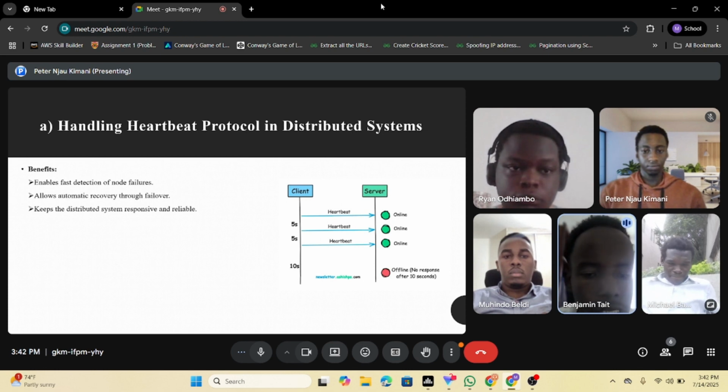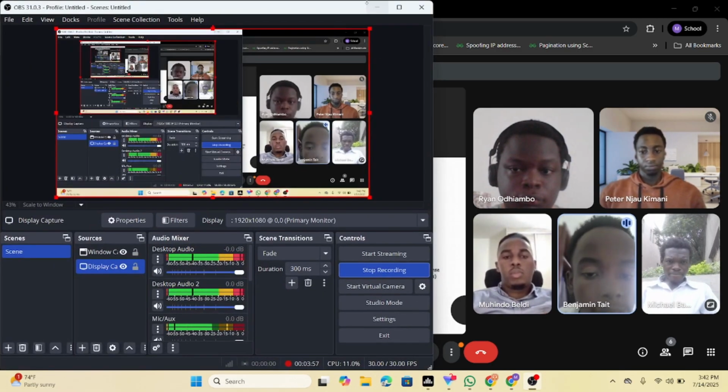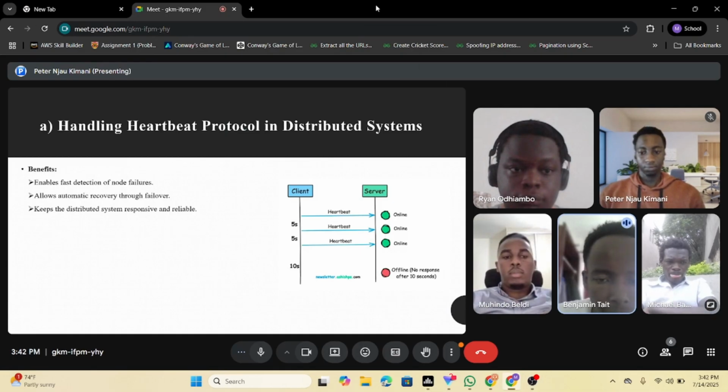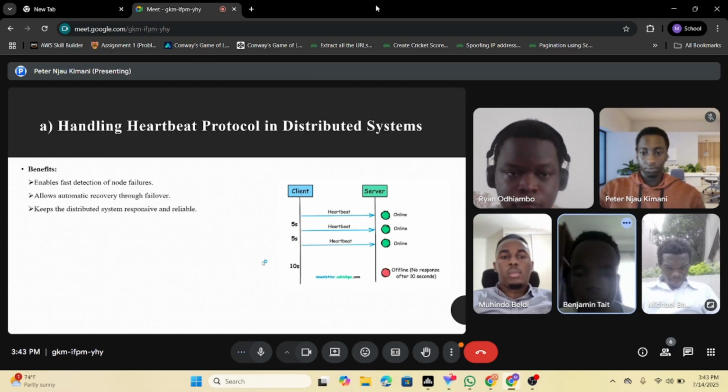So we have an illustration here between a client and a server, in which there's a timeout of 5 seconds. And then at the end we also have the red circle. After 10 seconds, of course, our heartbeat was 5 seconds. So after 10 seconds and there's no response, of course, we have a failed server. Yes, we can proceed to the next slide.